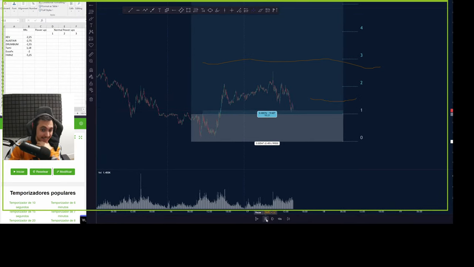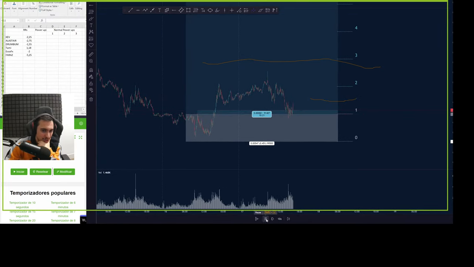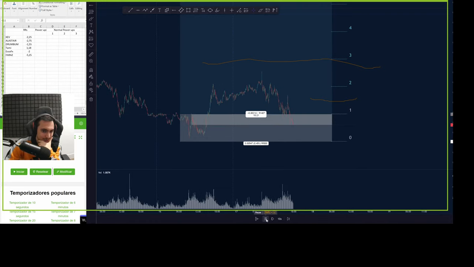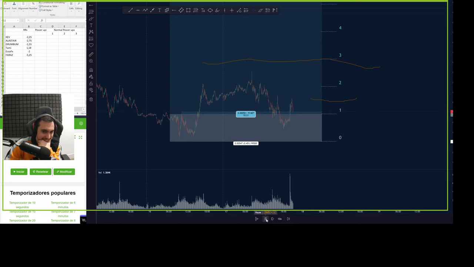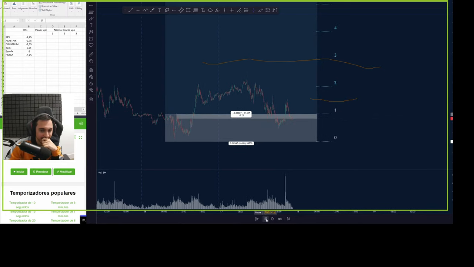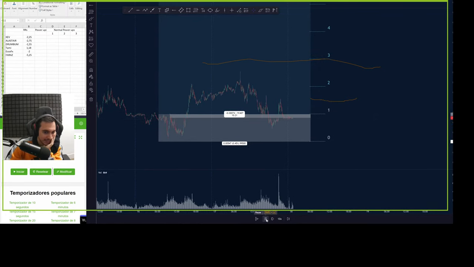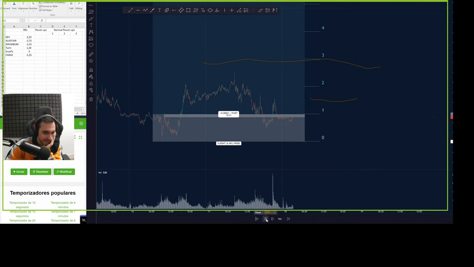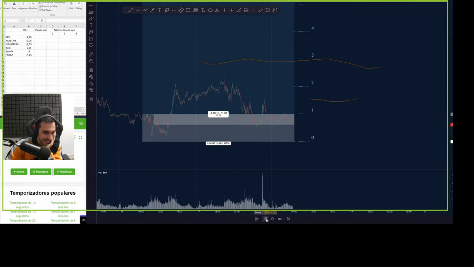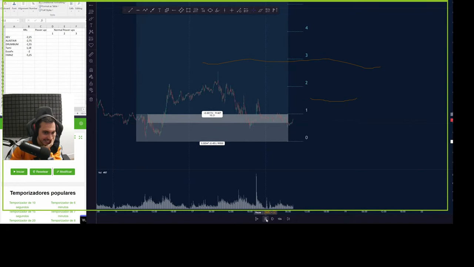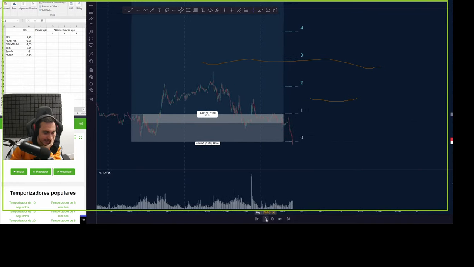Accumulation. Don't worry, it's going on. Ouch. It's not looking good. It's still in the range, though. It's still in a bullish range. But it's going to take some time.